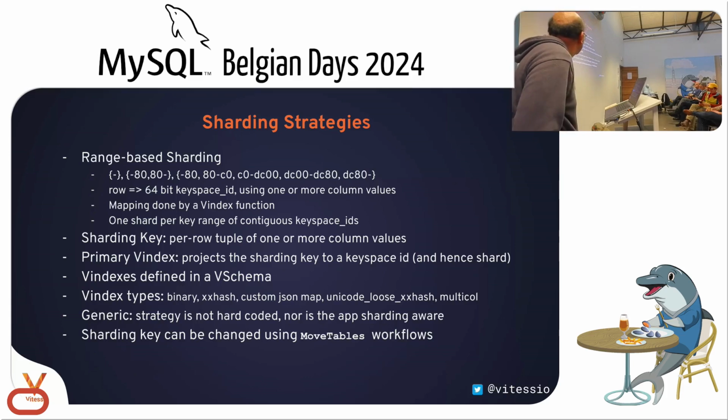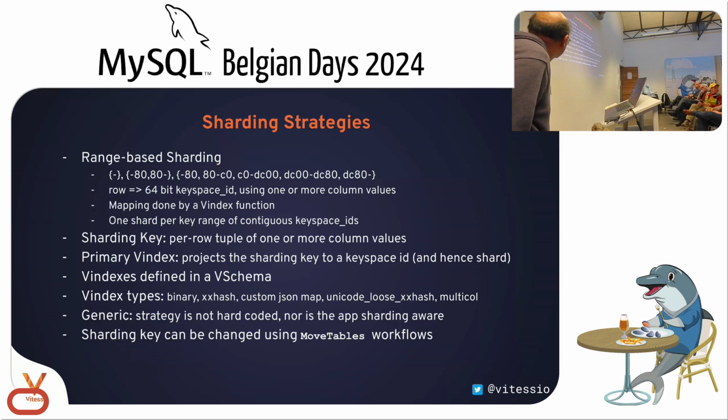As for the Vindex types, binary is what I just mentioned, a 1:1 map. You could also hash the value. If you have varchar primary key columns, you would use the Unicode hash. There are multi-column hash Vindexes as well. For example, if you want to do geolocation, you want to have some data for some tenants in a specific AZ or geographical zone, let's say for GDPR reasons. You would use multi-column Vindexes with the country ID as one of the columns. And finally, you can use a custom JSON map where you can say, based on this ID, you map to this shard.